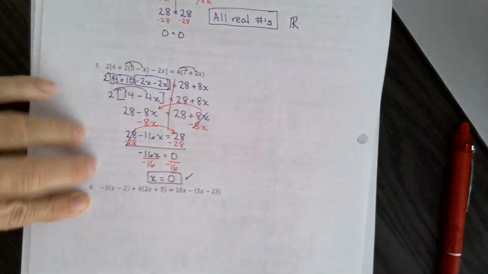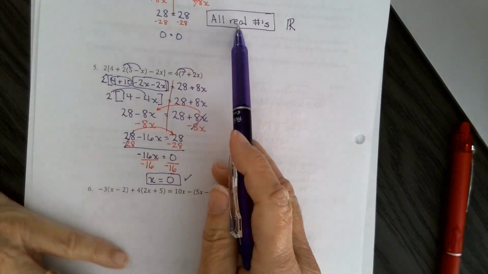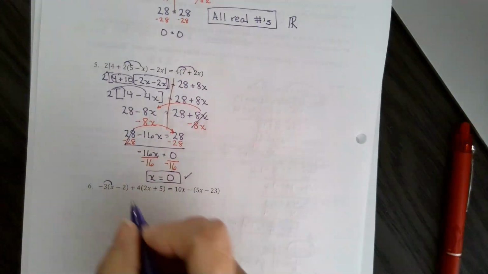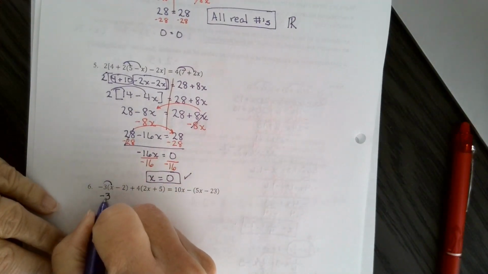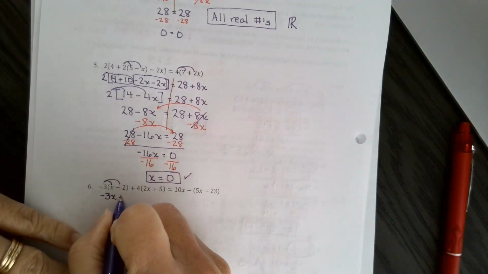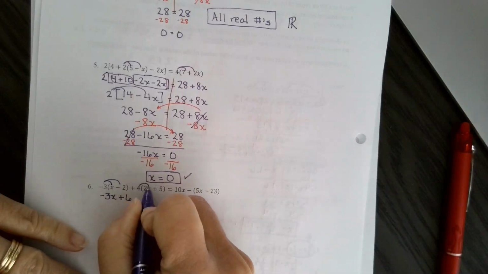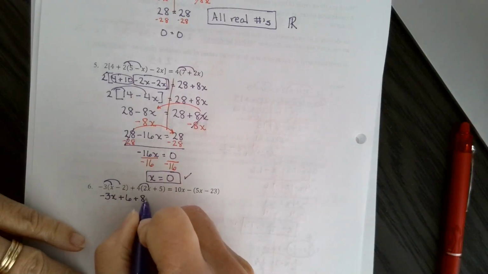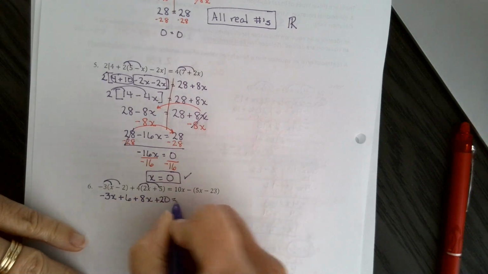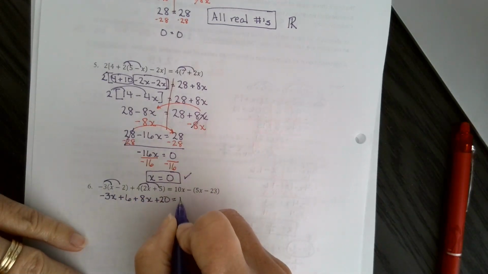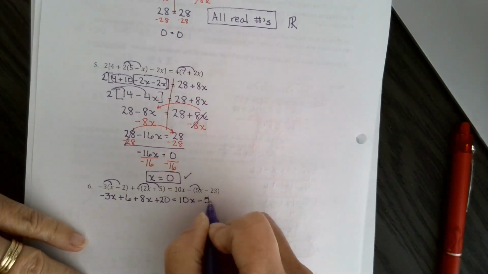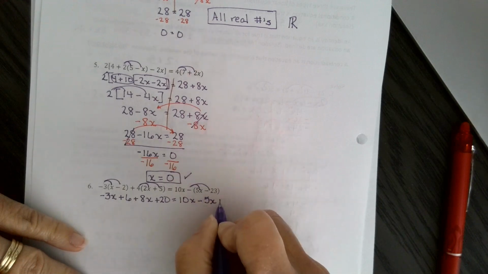Okay, this last one, I'm sure it's going to be no solution because we haven't had it. So we have distribute negative 3x. Negative 3 times a negative 2 gives me a positive 6. This gives me 8x plus 20. Over here, I have to distribute that negative. I get 3x. That gives us negative 5x. This gives me a positive 23.